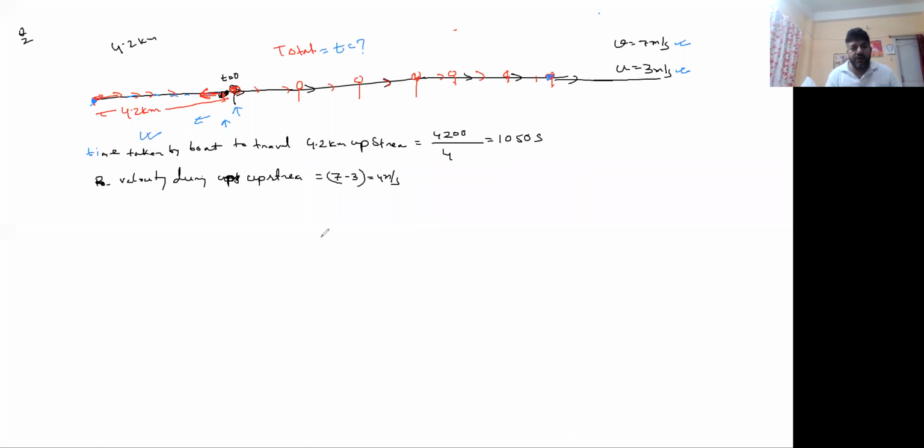Yes, sir. So during this time, the float travels 3 into 1050, that is 3150 meter. Yes or no? The speed of the river is 3 meter per second.